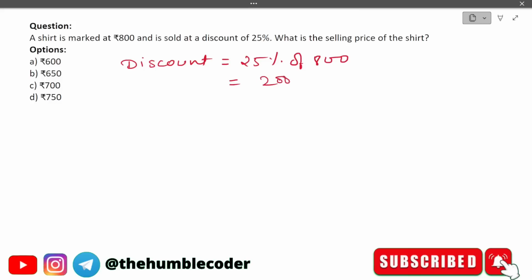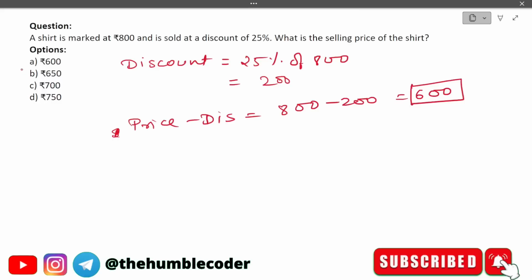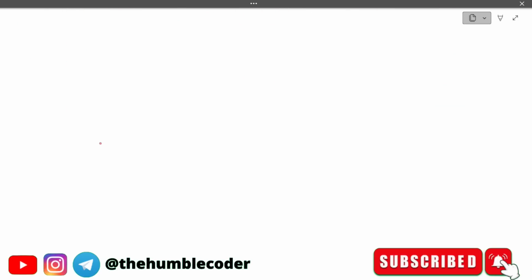Okay, moving on. What is the selling price of the shirt which is asked to us? So first what we will do is price minus discount. Okay, this will give us 800 minus 200. This is going to be 600. Okay, and that is why our final answer will be 600. Okay, in this question, which is option number A. The selling price is this one. Moving on to the next one.